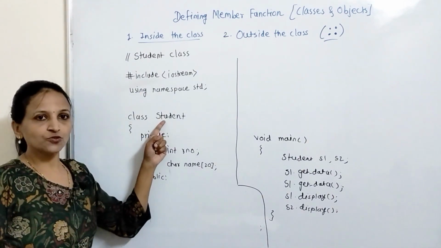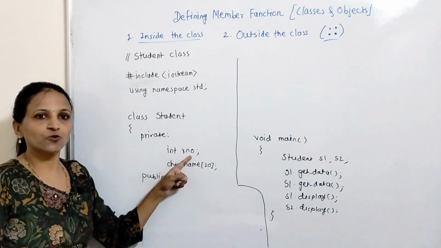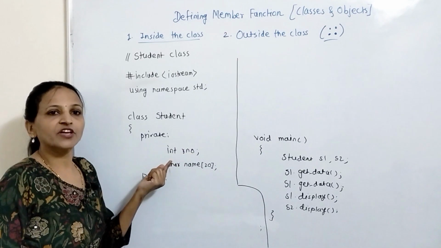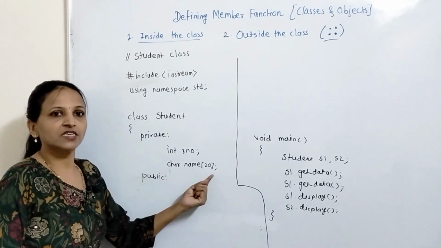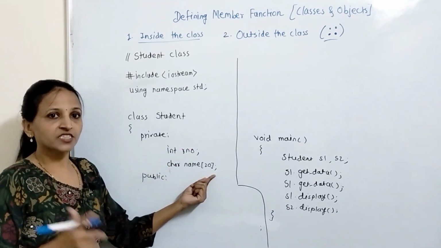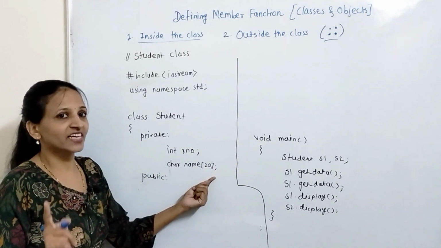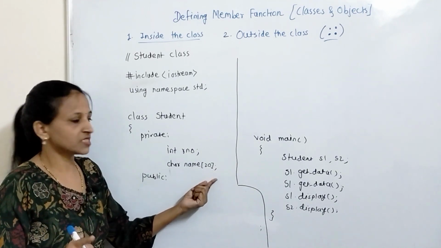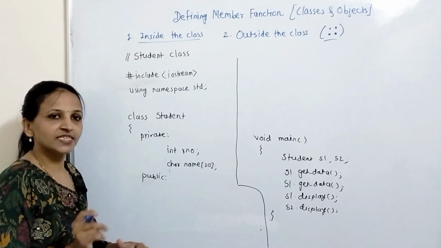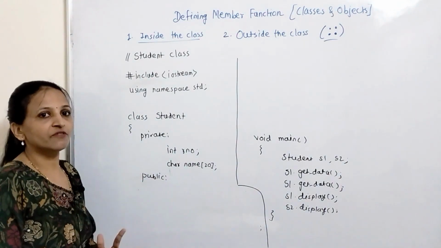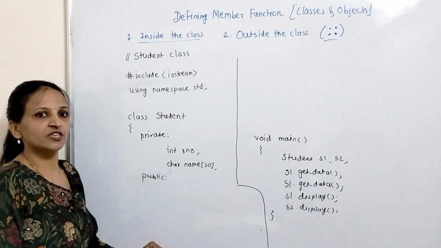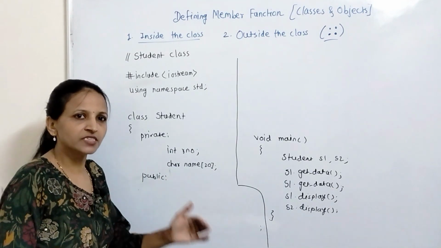See this class student, it has two data members, roll number and name. Roll number is of type integer, name is of type character array. Strings are represented using character arrays in C++. These are private. Now in the public section we have to write member functions. The first member function is getData and the second one is display.